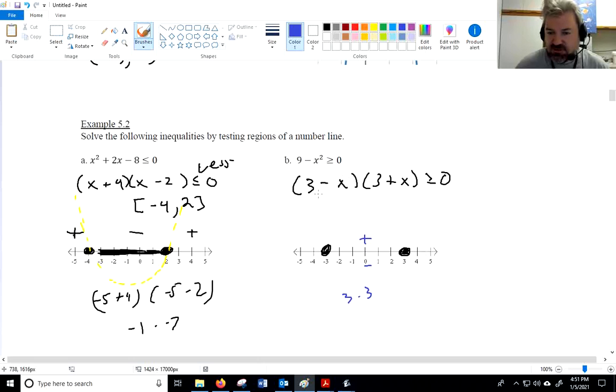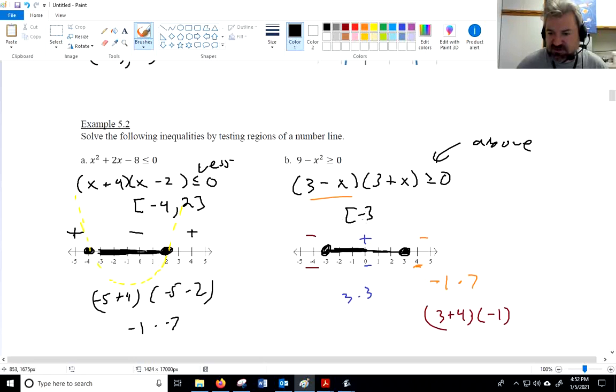Let's try the number 4. I'll use a different color. Number 4, plug in the first factor. 3 minus 4 is a -1. 3 plus 4 is 7, so that's a negative number. Lastly, let's try -4. 3 minus a -4 becomes 3 plus 4. That's 7 times 3 plus a -4 is a -1. That's a positive number times a negative number is a negative number. So you can see that this graph must have gone up at -3 and then back down again at 3, switching direction somewhere in the middle. We're looking where are we greater than 0. That means above the x-axis. So that's this here. So our solution is -3 to 3.